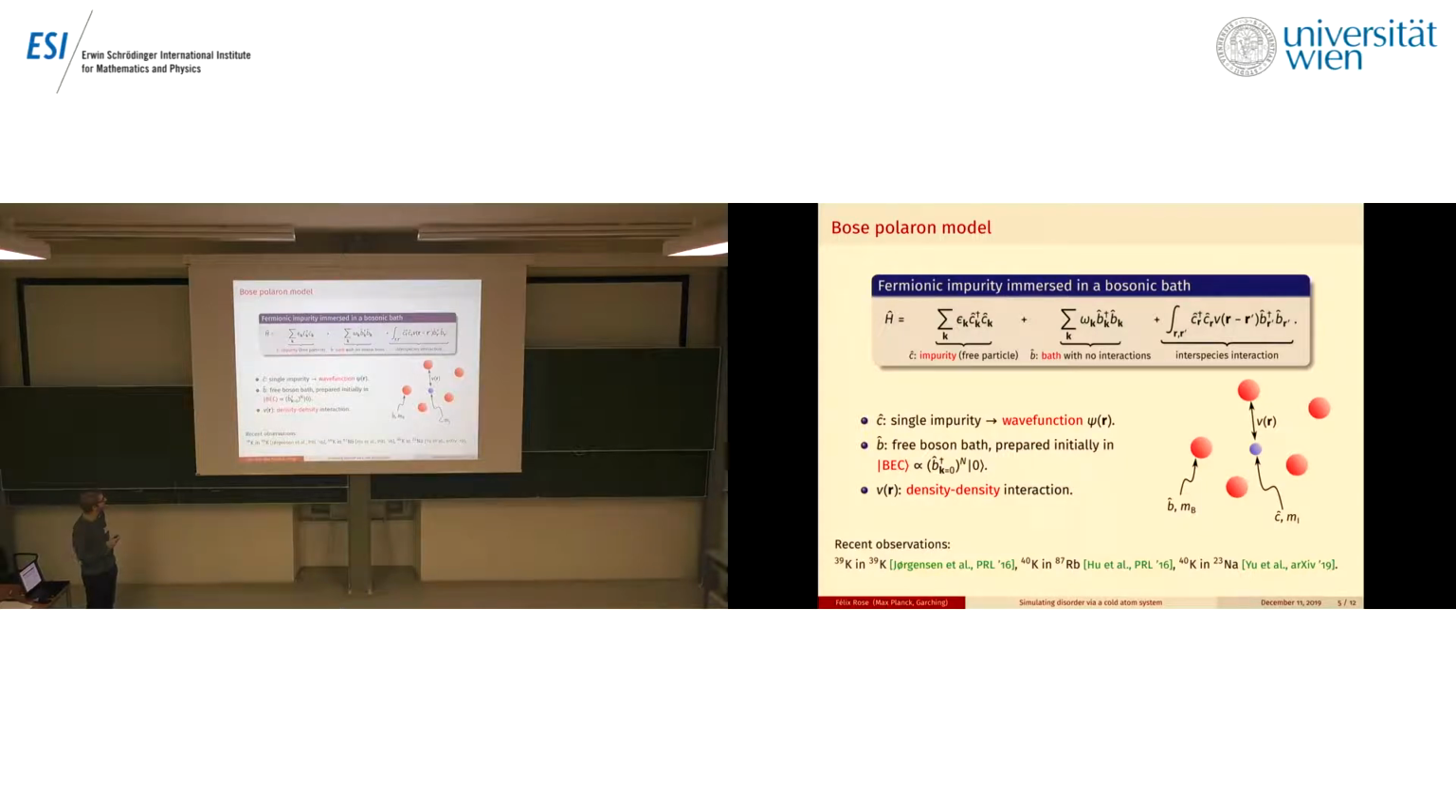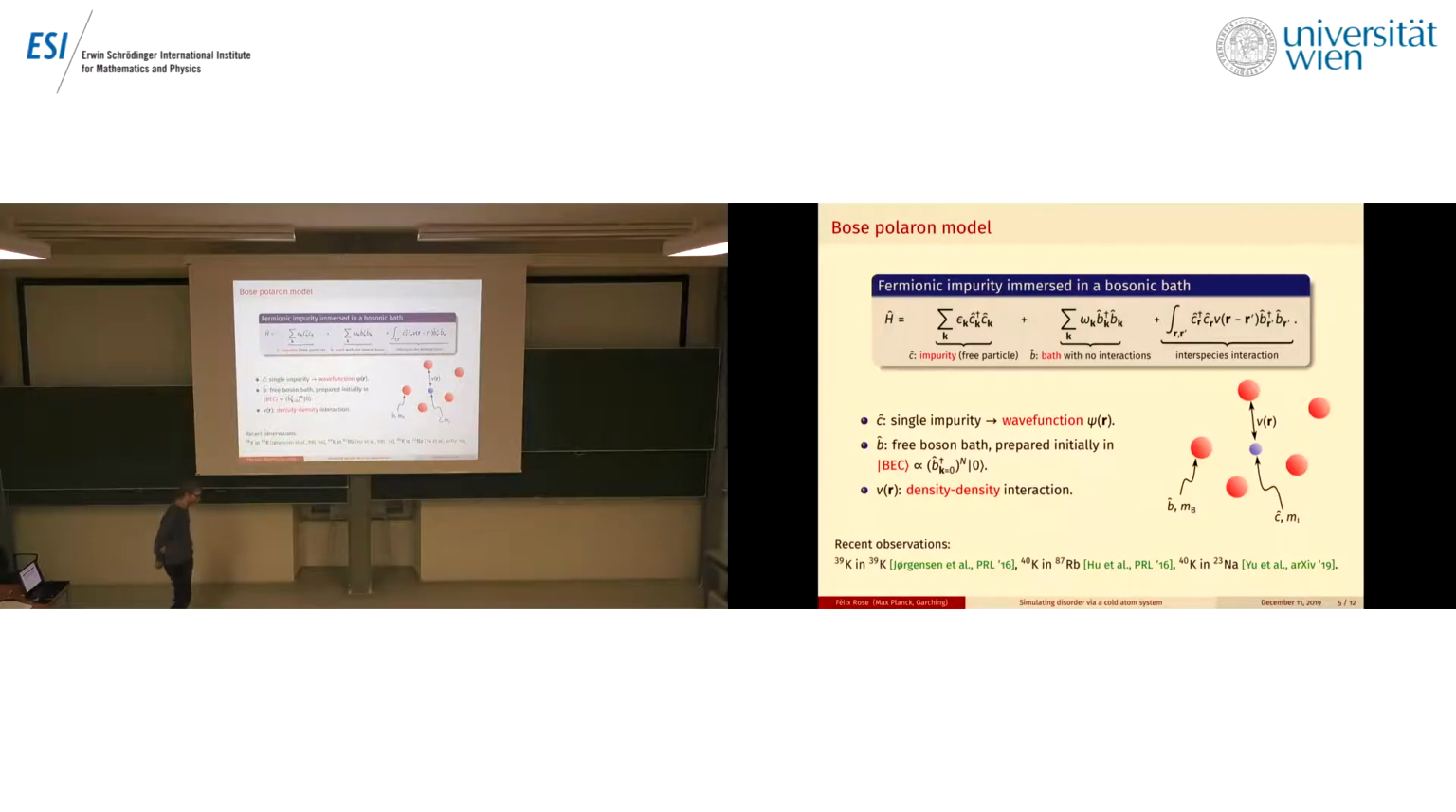I'm considering a single impurity, so of course there are no interactions. And because it's a single impurity, I will be describing it more with its wave function. I couple this to a Bose condensate, so I just take a bosonic bath with no interactions either. And of course, at the initial time, I prepare the bosons in some Bose condensate. So both of the species are without interactions, but of course there is an interspecies interaction, which is simply given by a density potential V of R.